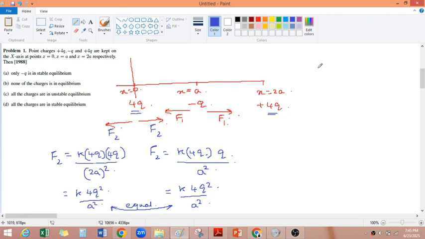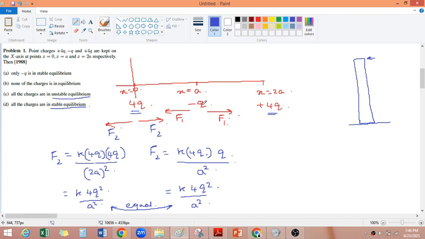If I take a small pen and make it stand like this, it can stand, but if I make a small disturbance, if I give a small force, it will fall down. So I will say it is in unstable equilibrium. What we have found here is that it is in equilibrium, but I don't know whether it is stable or unstable. So I have to decide between the two.